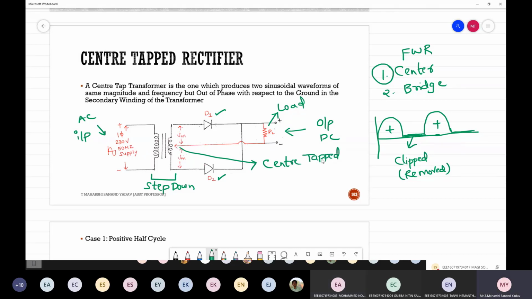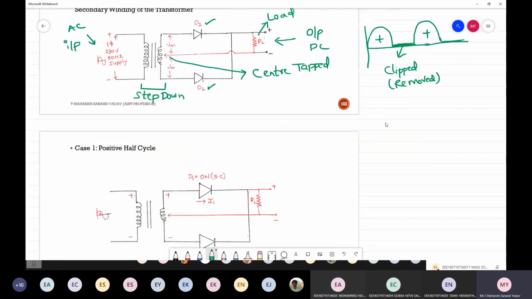So we are tapping the transformer. This is the diagram for the center tapped rectifier. Now we shall see the working of this in 2 cases. As we have seen the working of half wave in 2 cases, we shall continue in the same manner for this one also.